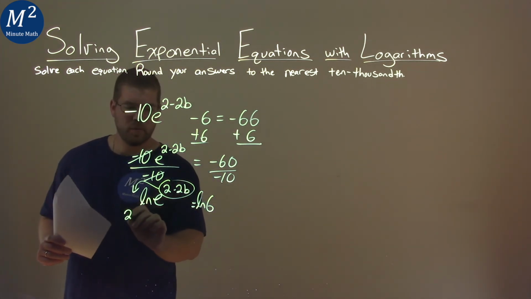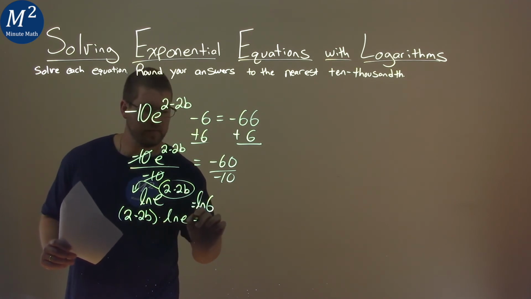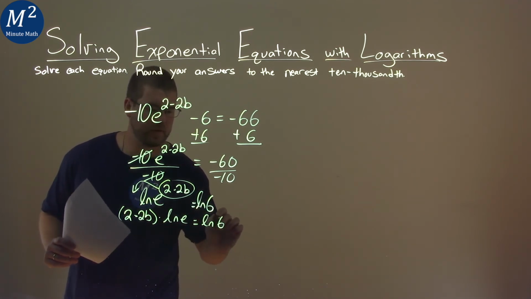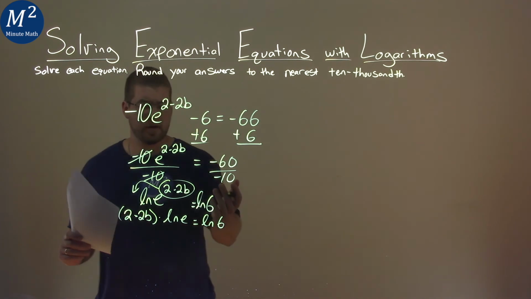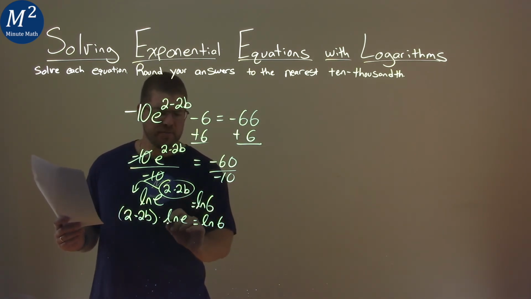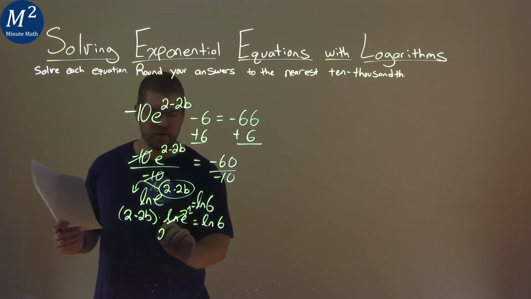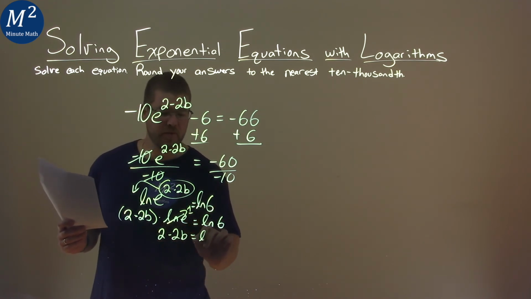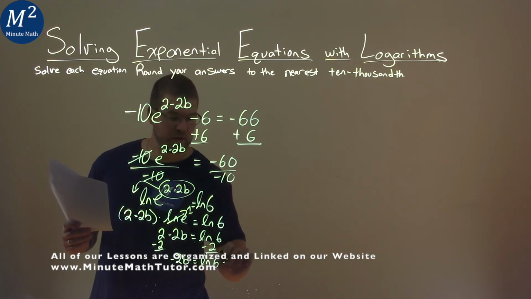So now we have 2 minus 2b being multiplied by natural log of e is equal to natural log of 6. Well, what's the natural log of e? That's just 1. Don't need to write that. So it's just a 1 here. So we have now 2 minus 2b is equal to natural log of 6. Solve for b. Subtract the 2 to both sides. And I have a negative 2b is equal to natural log of 6 minus 2.